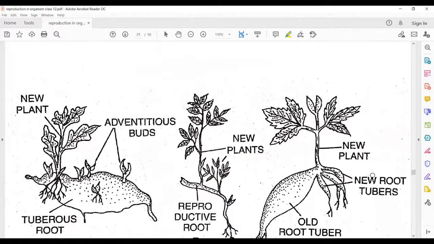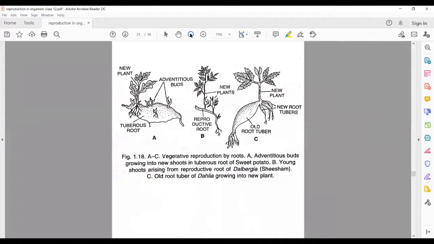So let's see the diagrams of all the categories now. You will understand all the concepts with the diagrams itself. See, this is a tuberous root, right? See figure A, focus on figure A. It is an adventitious bud growing into a new shoot. You can see a lot of adventitious buds are there, and finally it will develop into the new plant, right? This is in tuberous root. The example is also given, that is sweet potato.